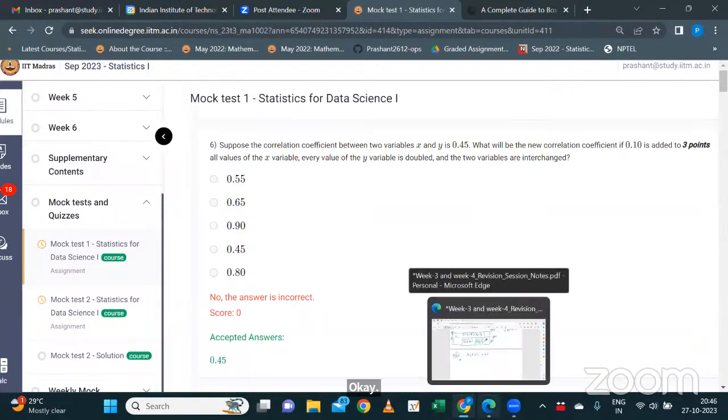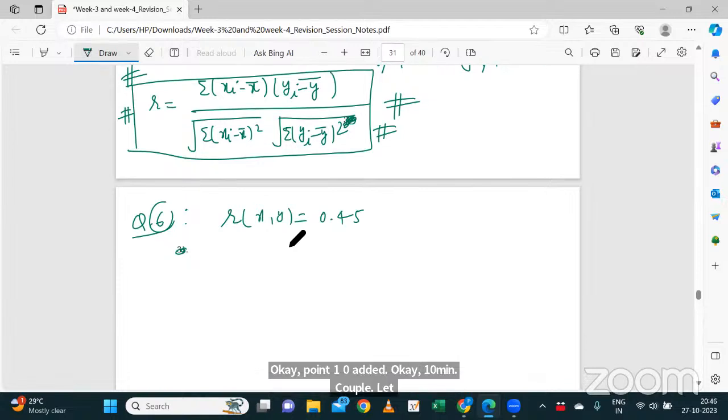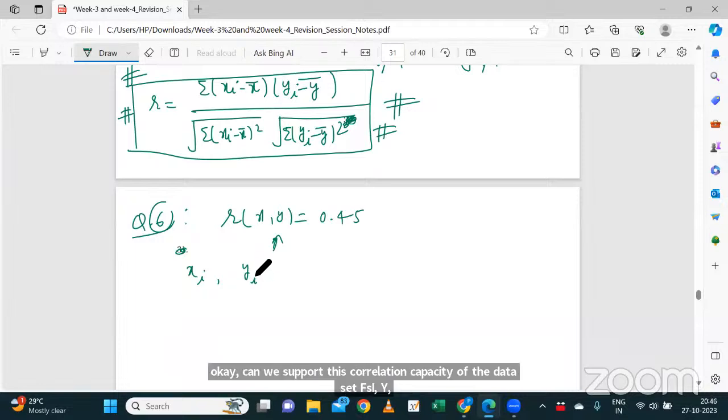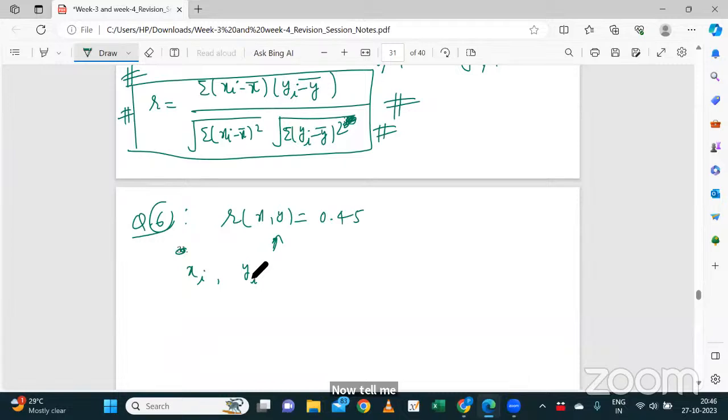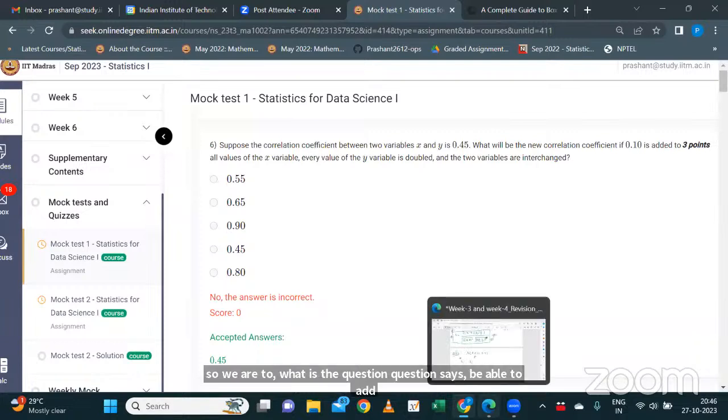Okay, 0.10 is added. Tell me, suppose this correlation coefficient is of the data set xi, yi. Now, what is the question? The question says we have to add 0.1 and then double it.